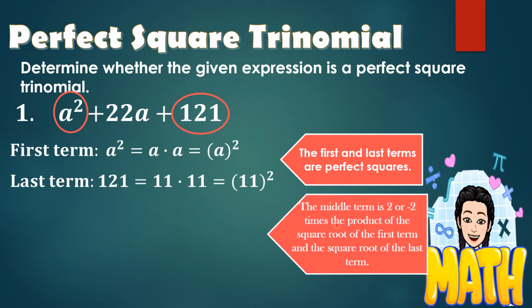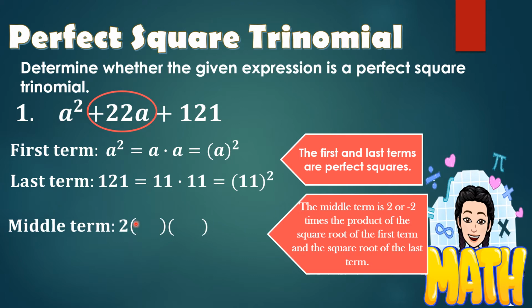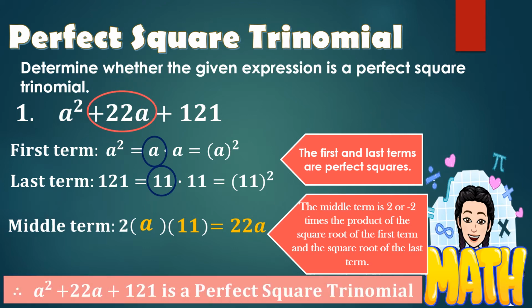Next, the middle term is 2 or negative 2 times the product of the square root of the first term and the square root of the last term. So, kailangan kapag minultiply natin ang square root ng a squared, which is a, at ang square root ng 121, which is 11, sa 2 or negative 2, kailangan na makuha natin ay 22a. Kapag nasatisfy natin yan, pwede na natin i-conclude na ang a squared plus 22a plus 121 is a perfect square trinomial.